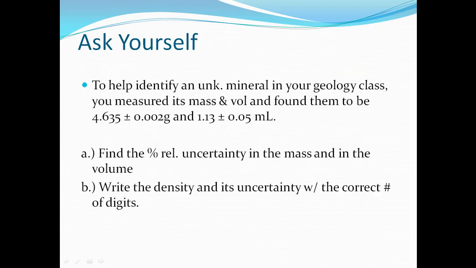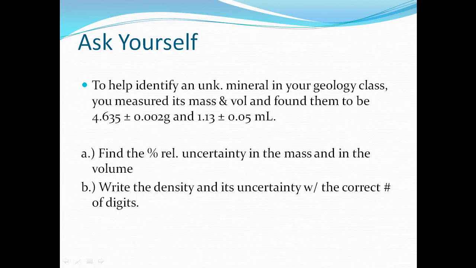The last thing I'm going to leave you with is this problem. It should be a lot easier than the one that we just did. To help identify an unknown mineral in your geology class, you measured its mass and volume and found them to be 4.635 plus or minus 0.002 grams and 1.13 plus or minus 0.05 mL. Find the percent relative uncertainty in the mass and in the volume. Well, that's easy. Just take your 0.002 divided by 4.635 times 100 and you get 0.043%. You do the same thing for the volume and you get 4.42%.